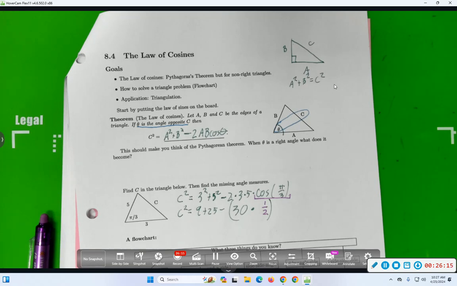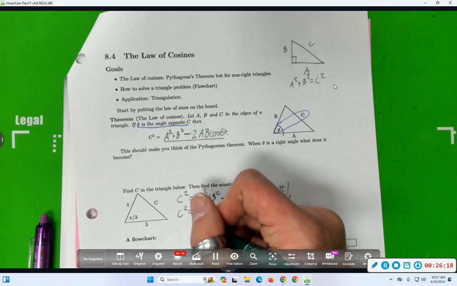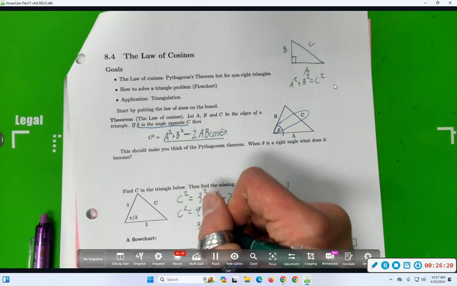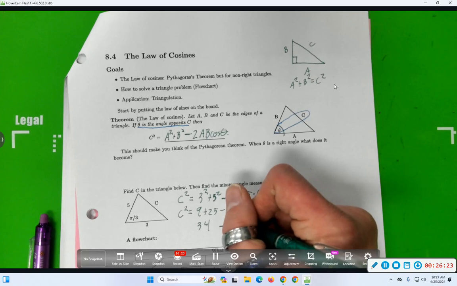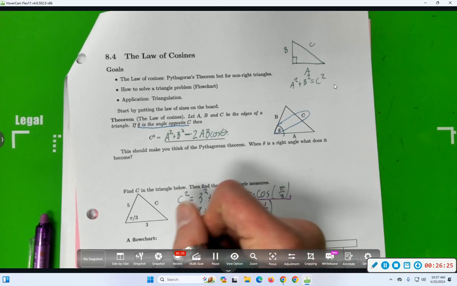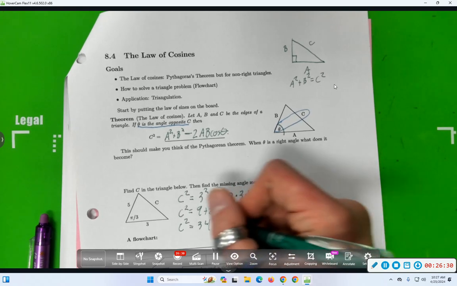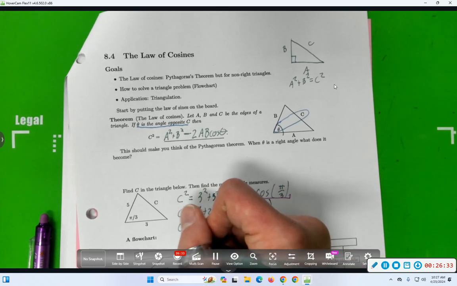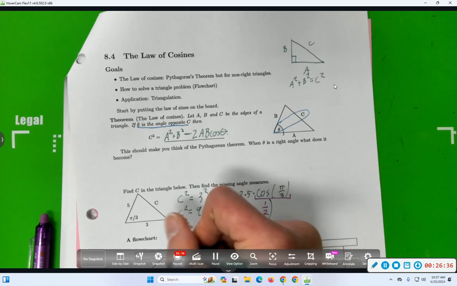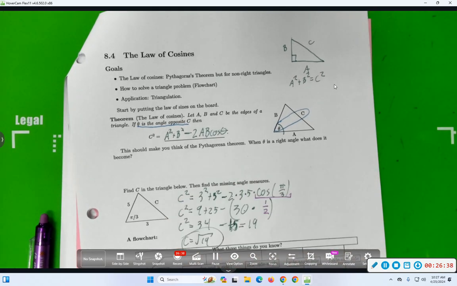So let's evaluate this. 9 plus 25 is 34. 34 minus 30 times 1/2 is 15. 15. Yeah, that's 19. So instead of root 2, c is in fact the square root of 19. That helpful? Yeah. So order of operations says you resolve multiplication before addition, even if it's at the back of the equation.